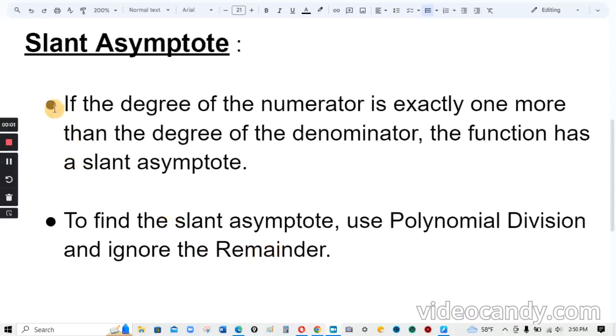All right, so moving on, we're going to be covering functions with a slant asymptote. So, for a rational function, if the degree of the numerator is exactly 1 more than the degree of the denominator, the function has a slant asymptote. To find the slant asymptote, you use polynomial division and ignore the remainder.